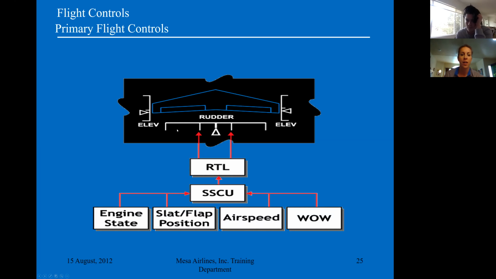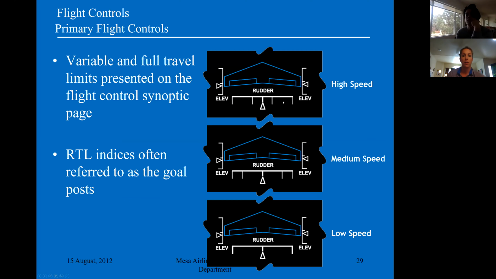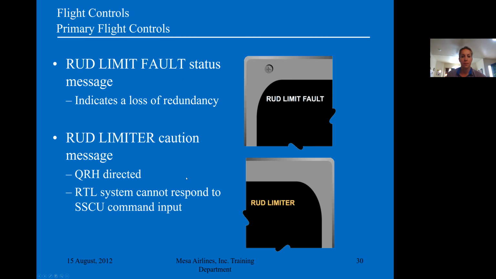Notice on the synoptic page, you've got these little white brackets. That tells you what you're limited to in rudder travel. So even if you stand on the rudder, completely stand on one side, it'll only go to there at a certain airspeed. Airspeed's the biggest input here. Okay. So at high speed, you get very little because that's more pressure on the rudder if you move it really fast. Medium speed, a little bit more, and then low speed, you get a lot of rudder travel.